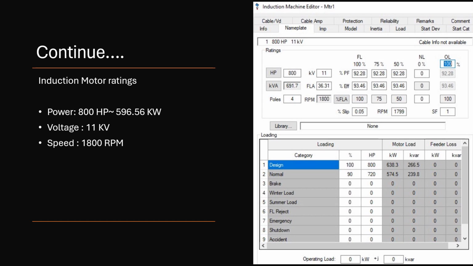Then there is the induction motor, that as you saw in the single line diagram. The induction motor ratings are as given below, which has a power rating of 800 horsepower, which is equivalent to 596.56 kilowatt, voltage of 11 kV as usual, and speed is 1800 rpm. So these are the nameplate parameters of the induction machine editor that we have selected.